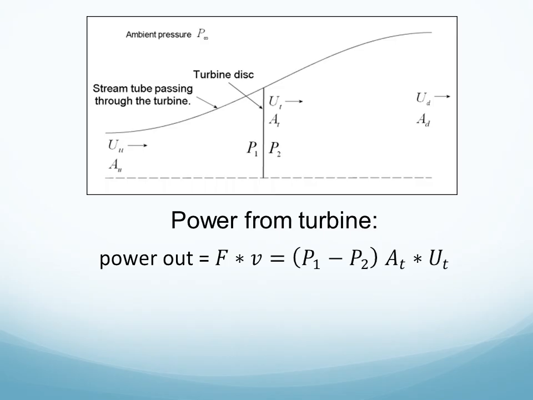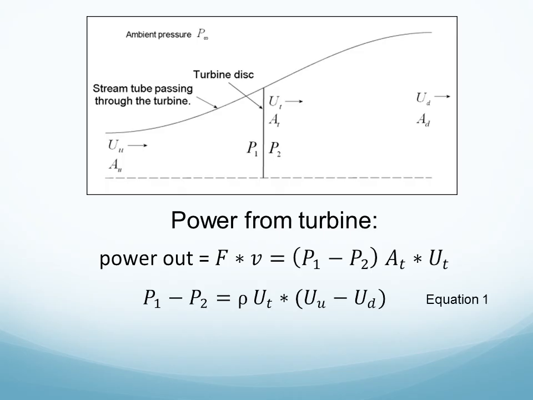unit analysis tells us that energy is a Newton times a meter, and power is energy per second, so the resulting units are a Newton times a meter per second, or a force times a velocity. We'll substitute the force term for a pressure drop, so P1 minus P2 times the area of flow through the turbine. We're finally ready for equation 1.